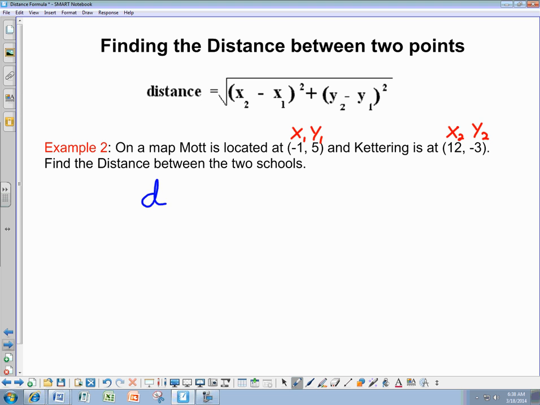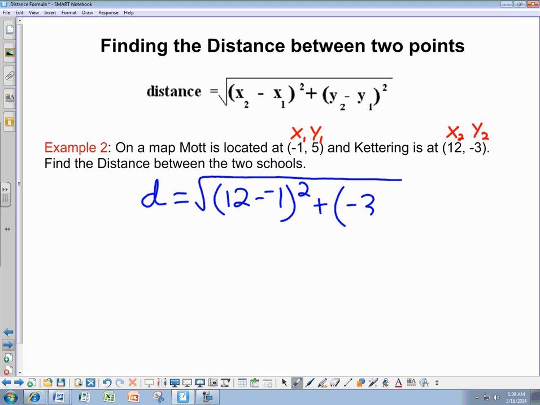So I'm going to write d for distance. I'm going to put a big square root, a big radical. And I'm going to subtract my x2, which is 12, and my x1, which is negative 1, squared. I'm going to add and then subtract my y2, which is negative 3, and my y1, which is 5, squared.